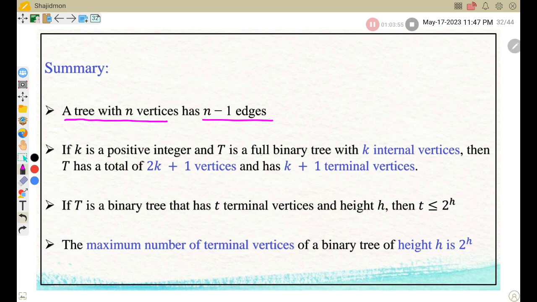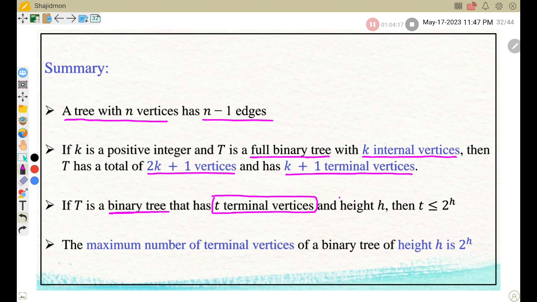Now what is the next point? In a full binary tree, if k is the number of internal vertices, then 2k plus 1 vertices should be there and k plus 1 terminal vertices should be there. Now if T is a binary tree with T terminal vertices and height h, what is the relation connecting the terminal vertices and height of the binary tree? T is less than or equal to 2 power h always. The number of terminal vertices is less than or equal to 2 power the height of the binary tree.